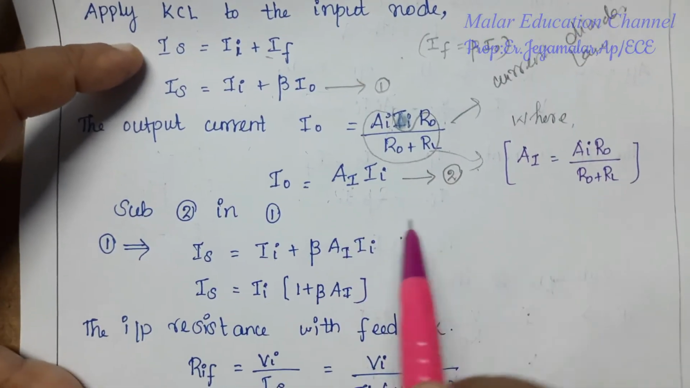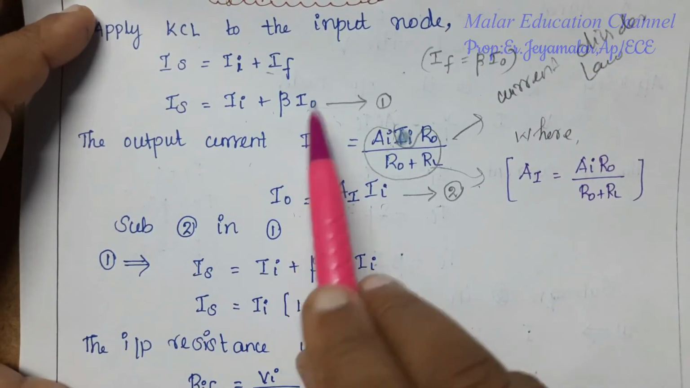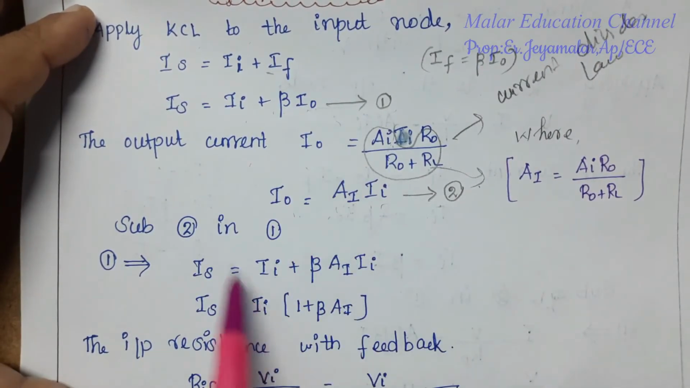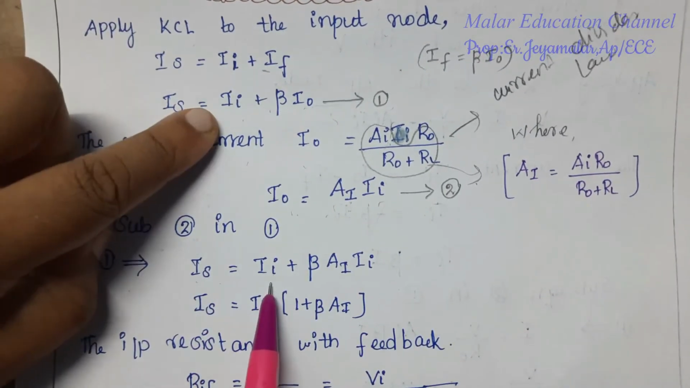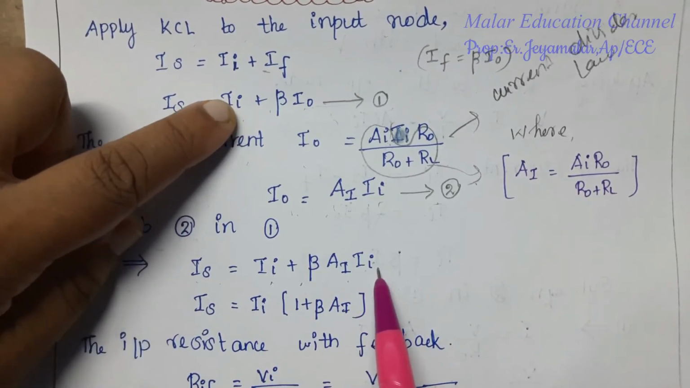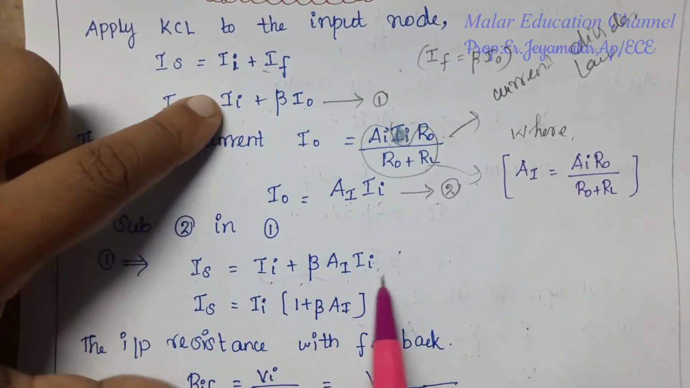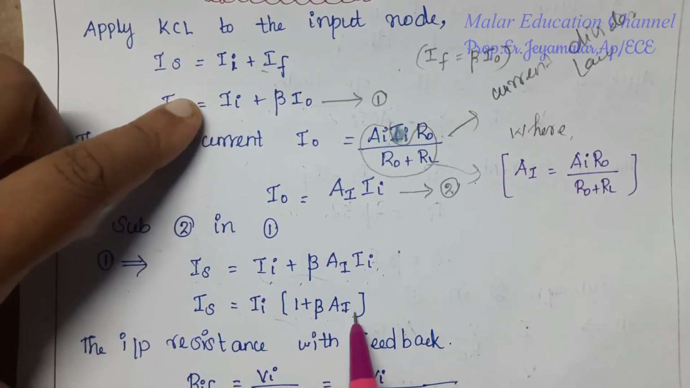Next step, substitute equation number 2 in equation number 1. Substitute the I naught value here. Hence equation number 1 can be replaced by IS equal to II plus beta into AI into II. Next step, take the common term outside. Here the common term is II, so outside we get 1 plus beta into AI.